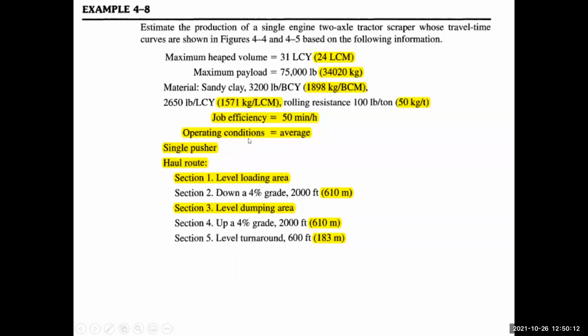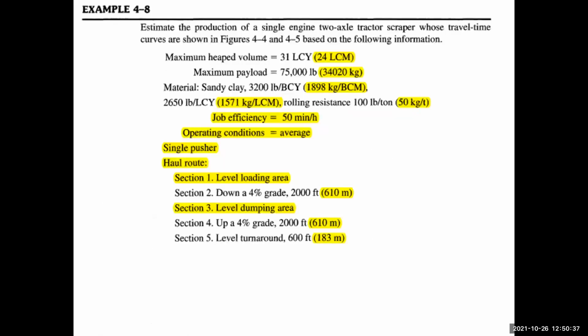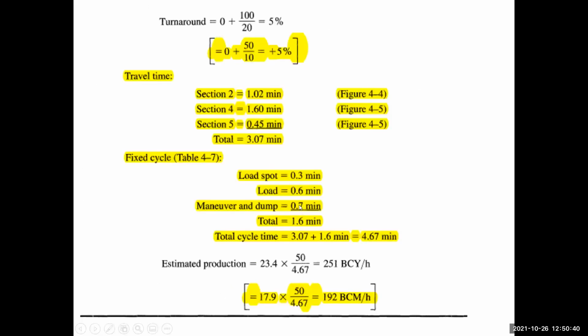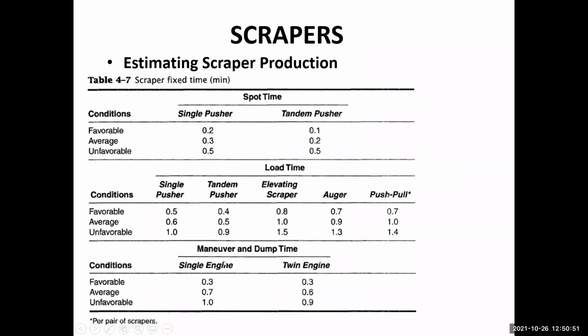Material operating conditions are average, and it is a single engine 2-axle tractor. So it is a single pusher, single engine, and the average condition is 0.3 minute. The load time was 0.6 minute, and the maneuver and dump time was 0.7 minute, from figure 4-7 for a single engine. So basically we can calculate these times from here.